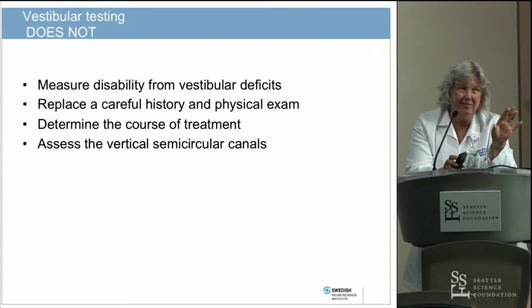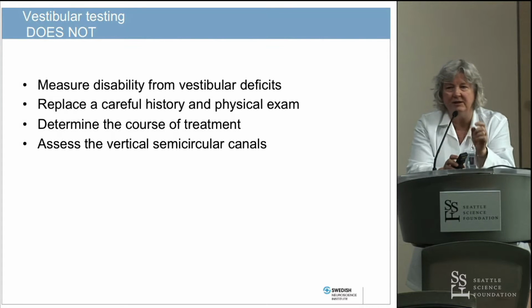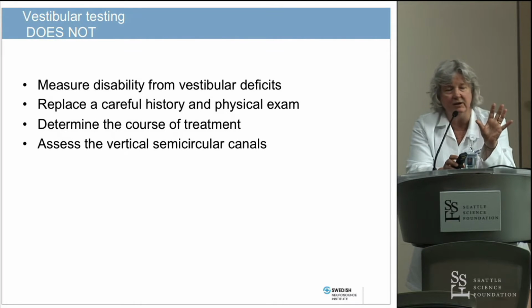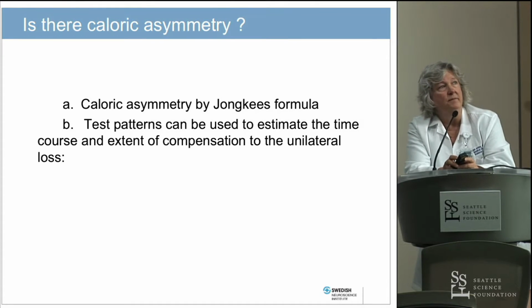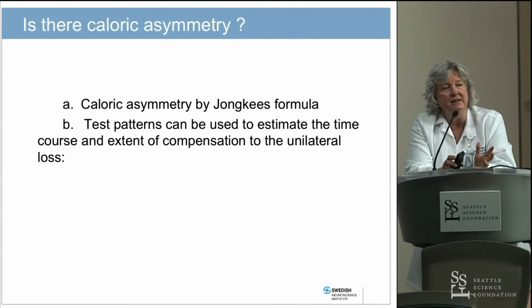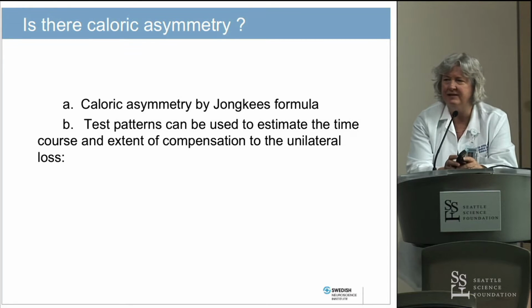And maybe we can assess some of the vertical semicircular canals with head thrust testing, but in general, all of our classic calorics and chair just assess the horizontal semicircular canals, so they're somewhat limited. So our first question when we see a vestibular test result is, is there a caloric asymmetry? Calorics is a terrible test.